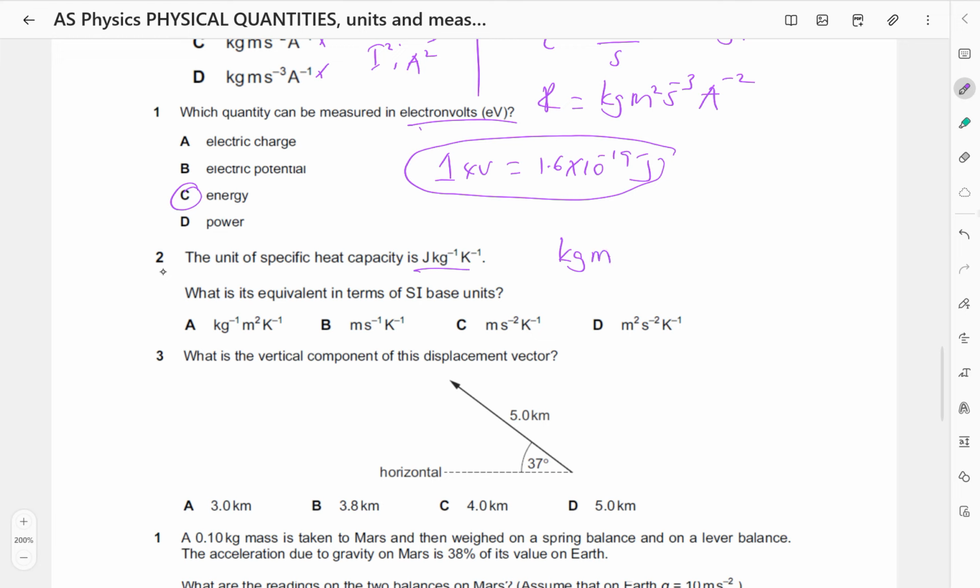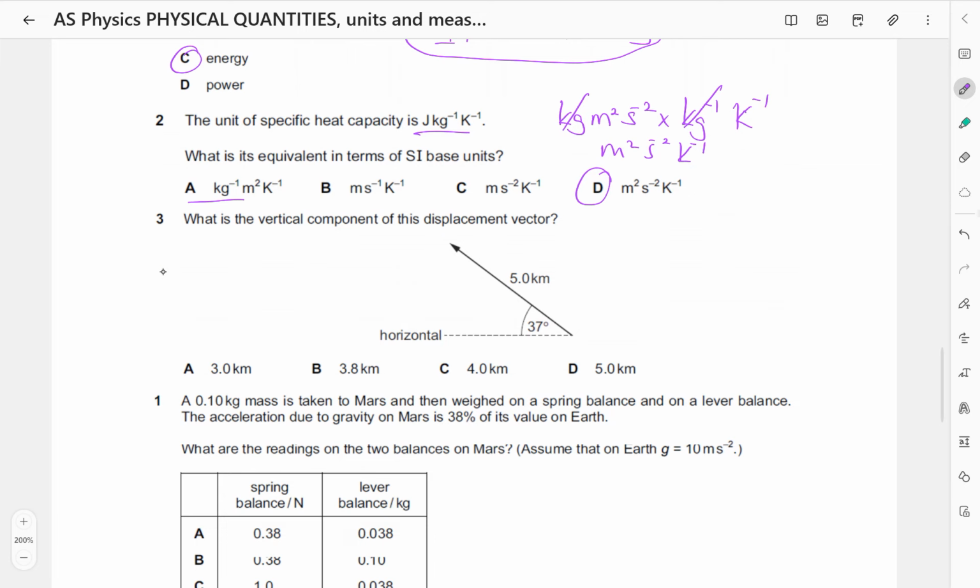So it becomes kilogram meters squared per second squared, that is for energy, then times per kilogram, then per Kelvin. So per kilogram has cancelled. So I don't expect kilogram in this unit. So I have meters squared remaining, second power -2, then per Kelvin. So this means our answer here is going to be D.